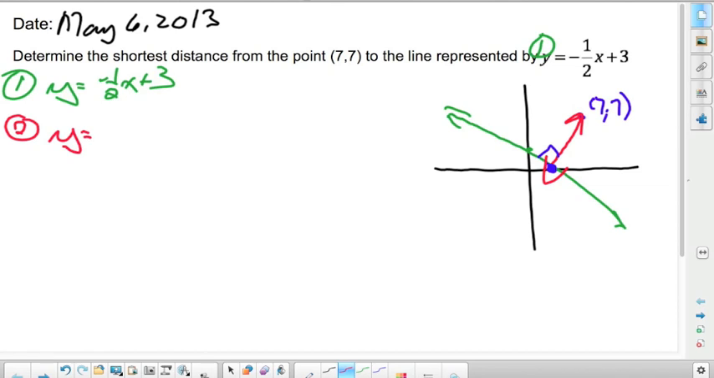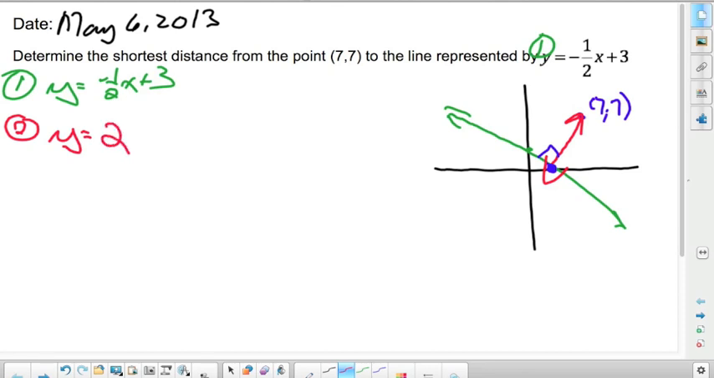Yeah, but you're going to plug in 7, 7 to the green line. Is that 7, 7 on the green line? No, it's on the red line. So we need the equation for the red line. Well, what's the slope of that red line? We don't know. Well, we sort of know. Tran gave us a hint. Ginny? It's 2. 1 over 2. Because you want the negative reciprocal.